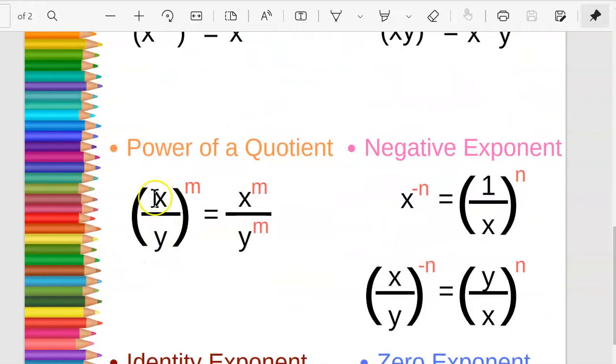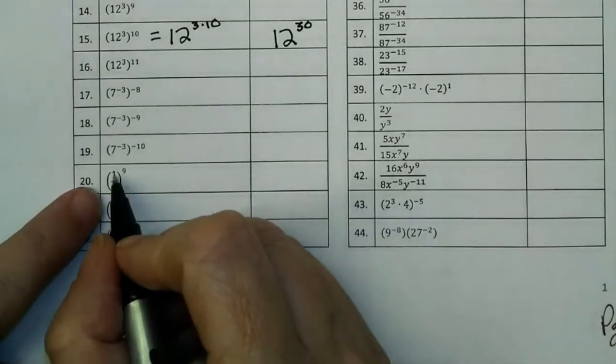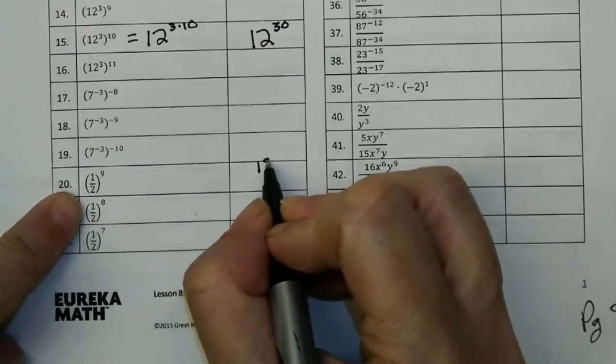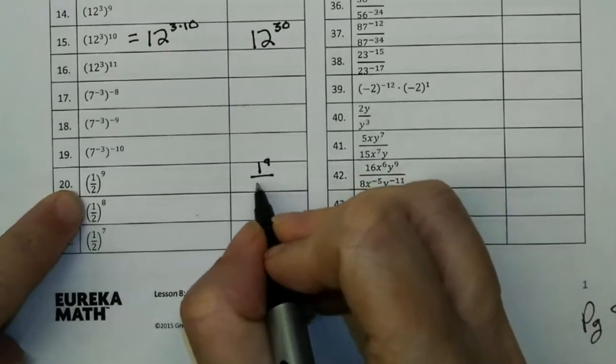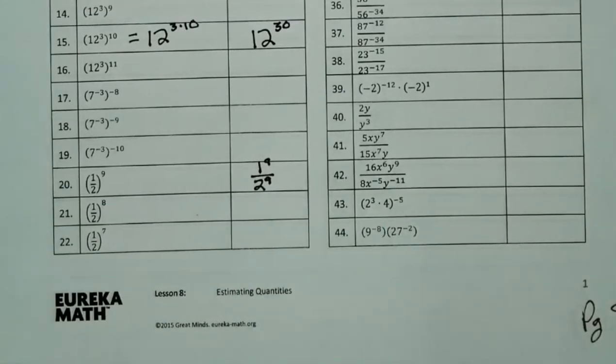Okay, here. I've got a fraction being raised to a power of m. And it says that I can rewrite that as whatever my numerator is to that m power divided by whatever my denominator is to the m power. So let's go ahead and try that. I have 1/2 to the 9th power, so I can rewrite that as 1 to the 9th power divided by 2 to the 9th power.